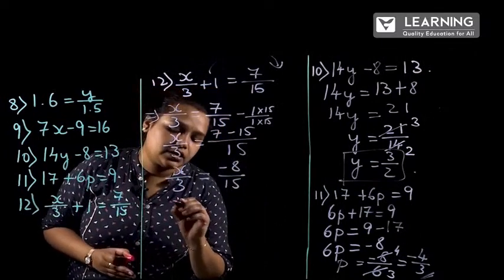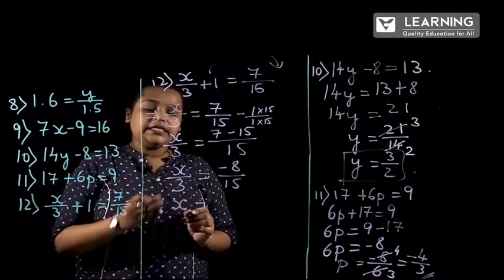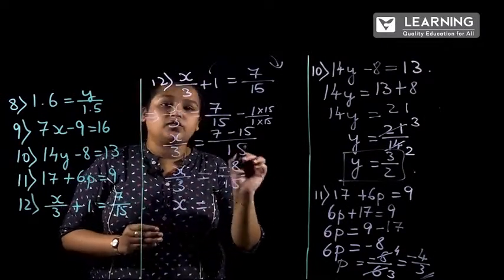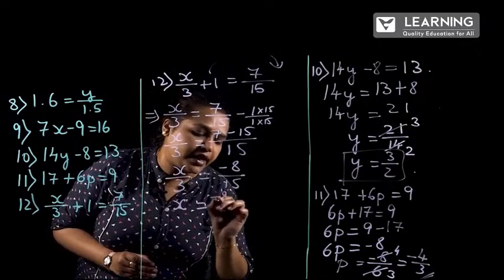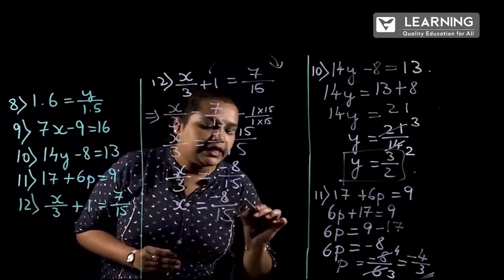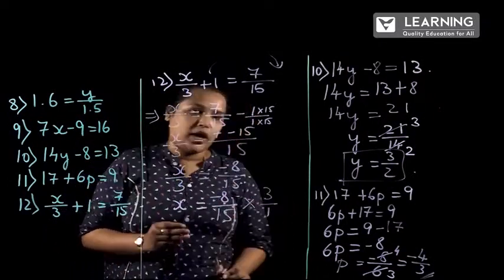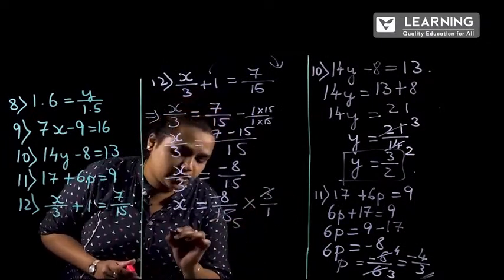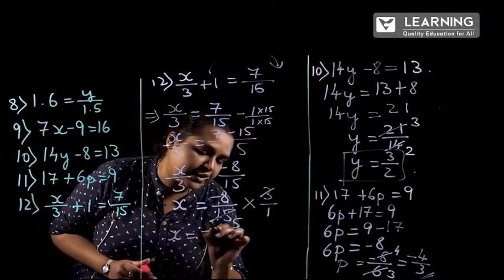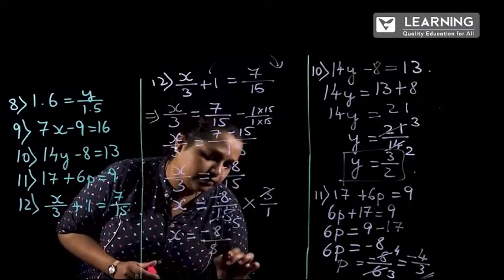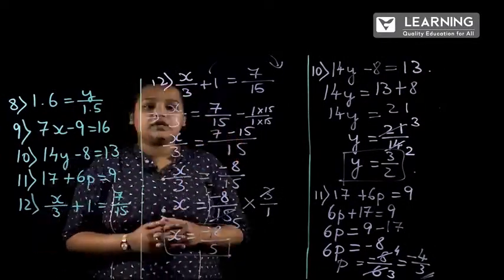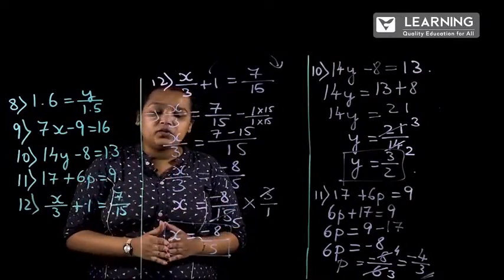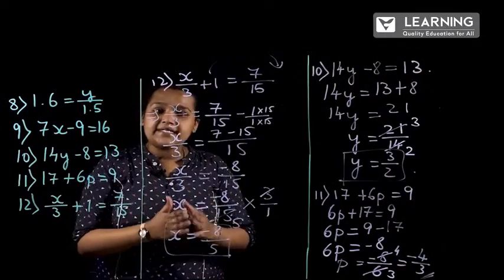Now we'll find the value of x. Here 3 is dividing x. So when we move to the RHS, it will become minus 8 by 15 into 3 by 1. So 3 1s are 3, 3 5s are 15. The answer of x will be minus 8 by 5. Finally, we have found the last value, the 12th problem value, x will be equal to minus 8 by 5.